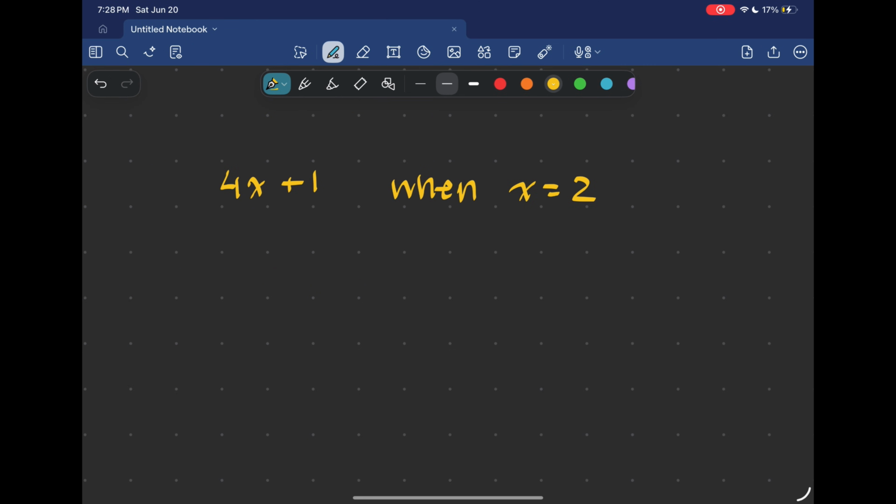Do a few practice problems. The first, can you work it out by yourself? Pause the video and try. Let's do this problem. We want to replace the x with 2 because the expression says when x equals 2. Remember, put it in parentheses. Now we can solve this equation, or this expression.